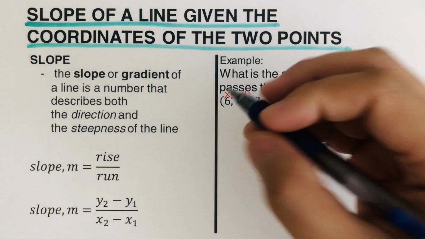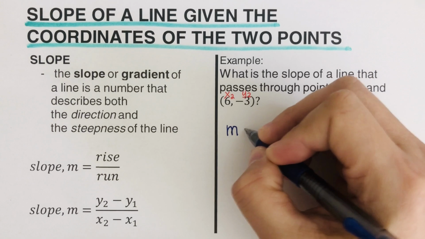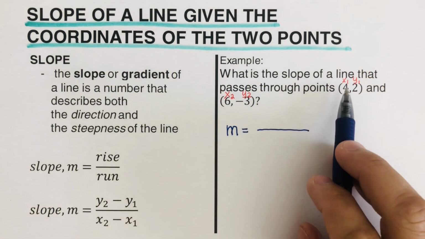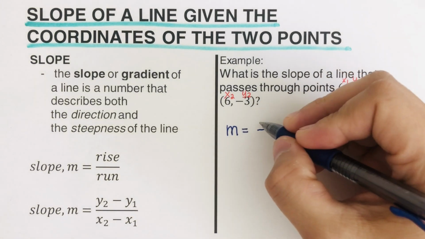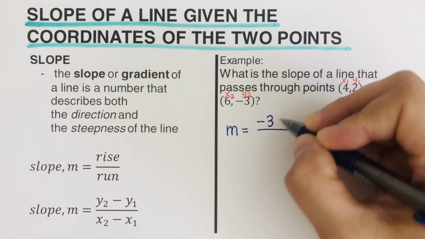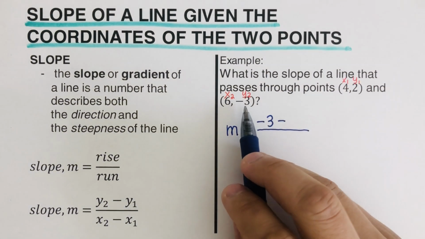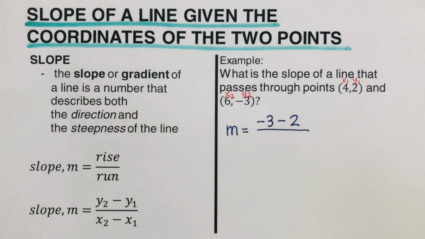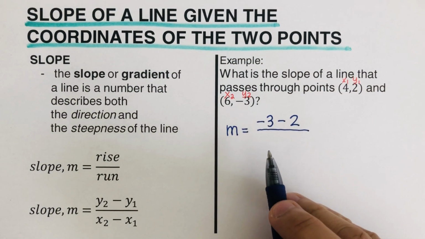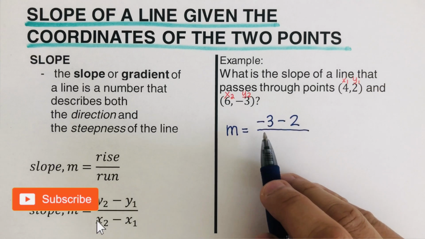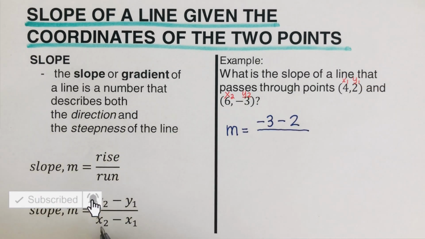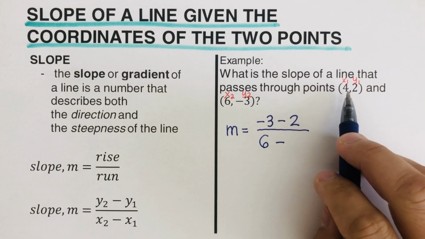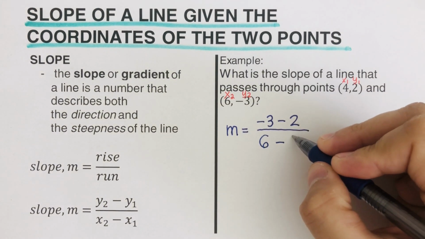Remember, slope is m, so I'm going to write m right there. We go ahead and write y sub 2. Looking at the labels we made, y sub 2 is negative 3, and then minus y sub 1, which is 2. That is over x sub 2, which is 6, minus x sub 1, which is 4.